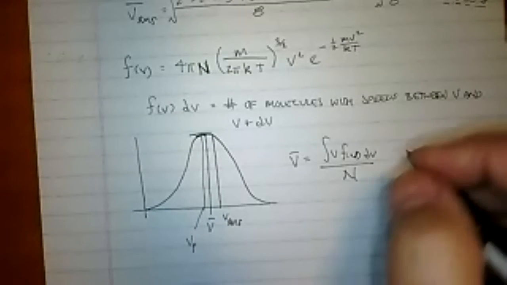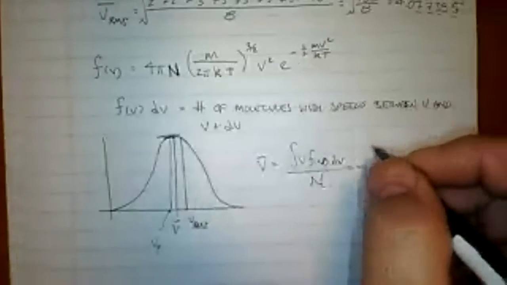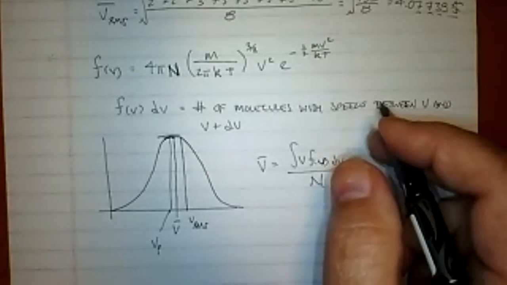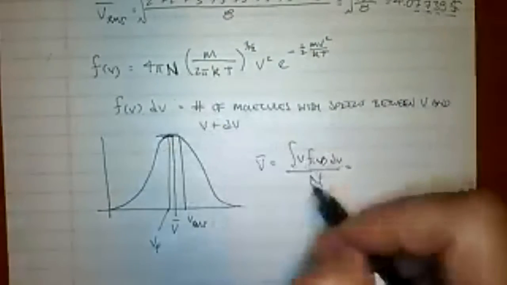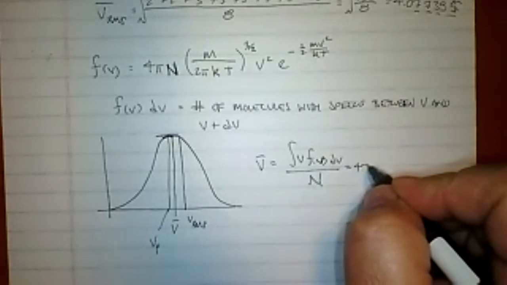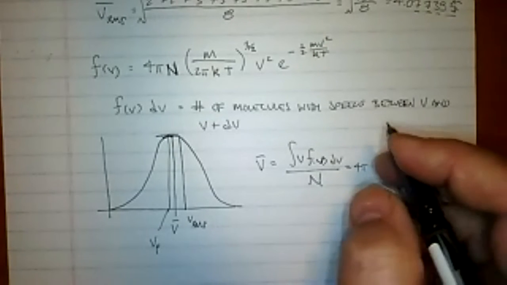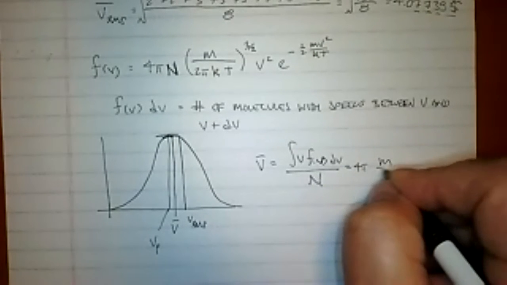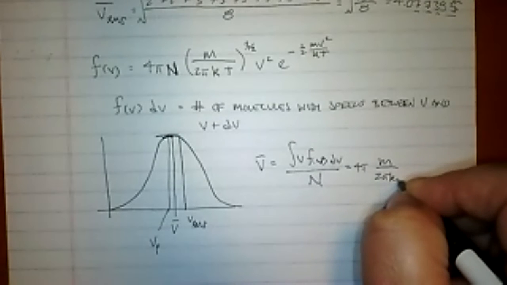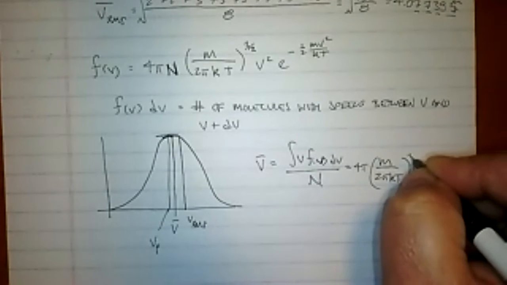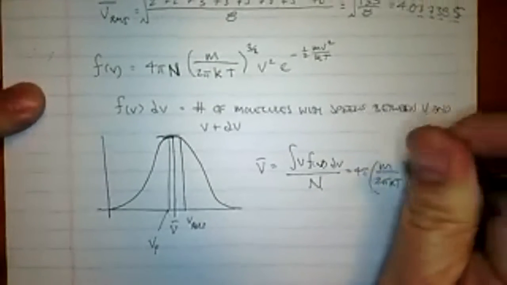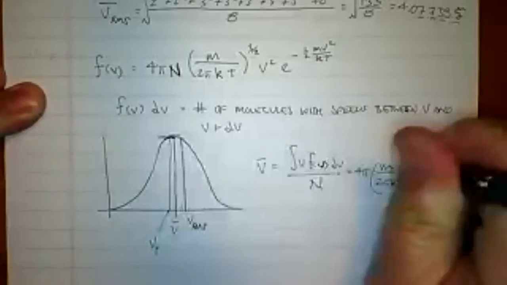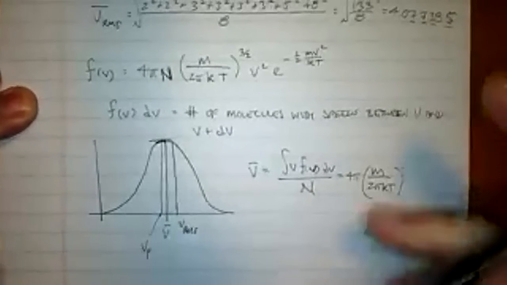Well, that might sound really awful, and it's not pretty, but if you have a good table of integrals, it's actually not that bad. You can see that the 4 pi n over n is just going to cancel out and give you 4 pi. And then you'll find that you've got the m over 2 pi kT to the 3/2. That looks awfully scary, but look at it. It's just a bunch of constants, and none of them have v in it. So they don't make the integral any more complicated.